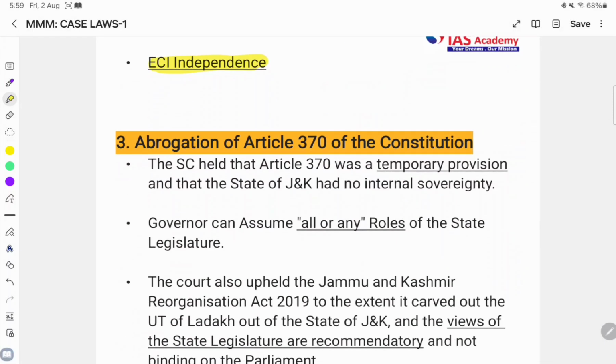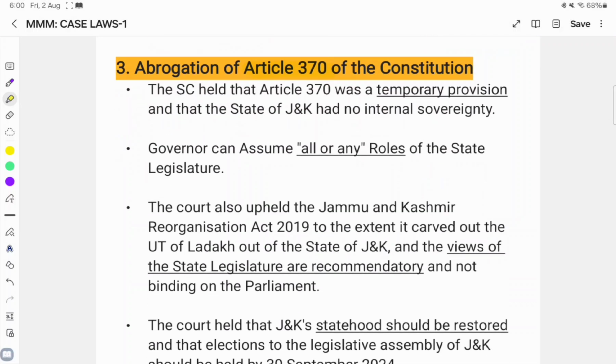The next important case is the abrogation of Article 370 of the Constitution. Article 370 had been in the news again. So there can be a direct question on the Article 370 or the rights of Jammu and Kashmir, independence of Jammu and Kashmir, and related such questions can be asked. In those questions, this judgment becomes very important. Here the Supreme Court had clearly said that Article 370 was a temporary provision.